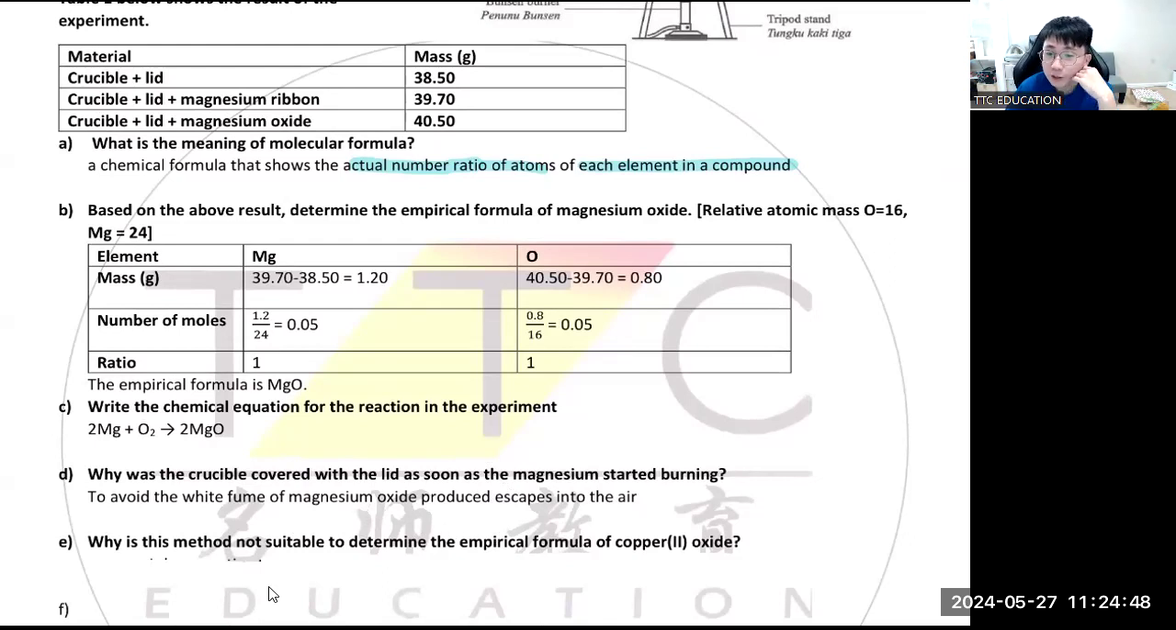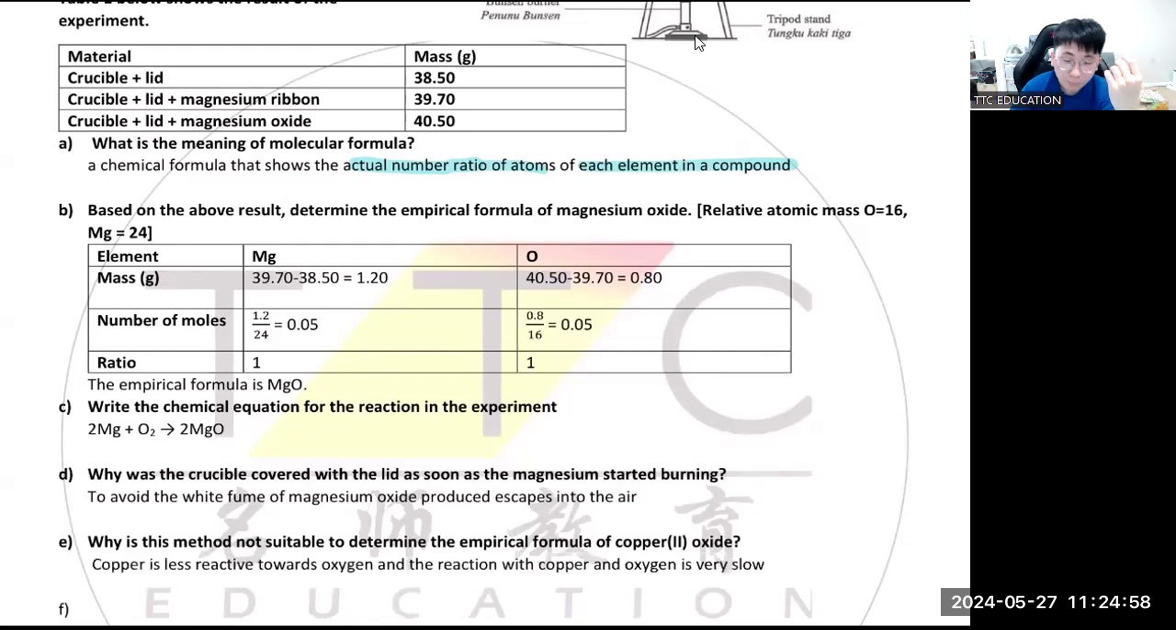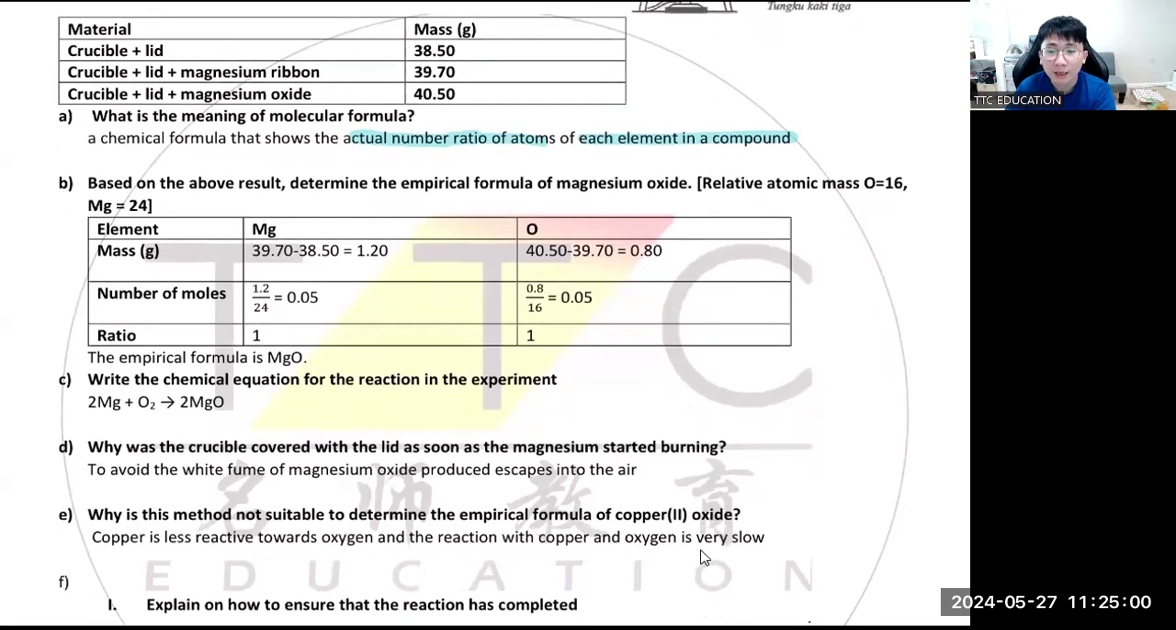And why is this method not suitable for copper oxide? Because as I said, guys, this one is direct heating, right? Copper is not reactive enough for direct heating. So you can say that copper is less reactive towards oxygen, okay? And it's a very slow reaction.